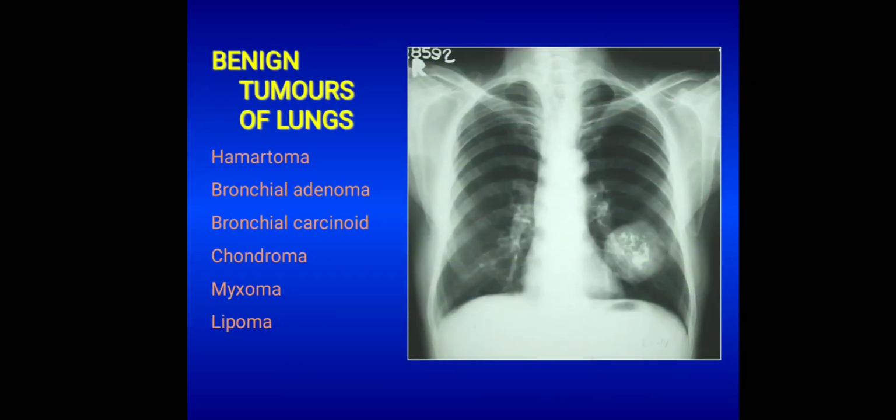So next, coming to some highlights on lung tumors. Tumors can be benign or malignant. Benign tumors include hamartoma, bronchial adenoma, bronchial carcinoid, chondroma, myxoma, and lipoma. So you can see in the left lung field, there is a mass in the left, predominantly lower zones. You can see a well-defined mass.